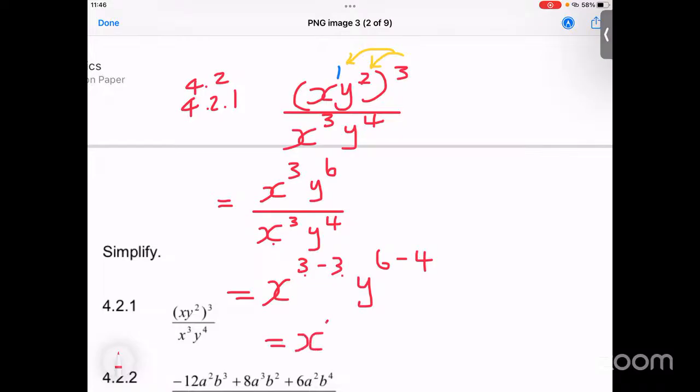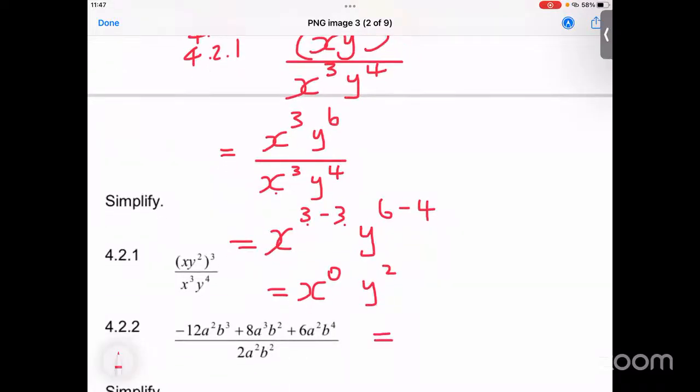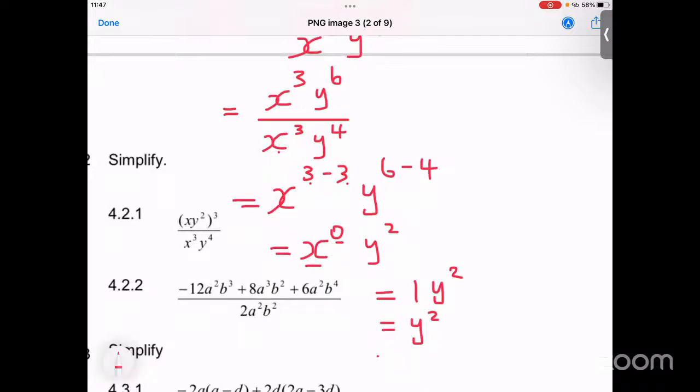So you see now you end up having x. What is 3 minus 3? Definitely that is 0. And then you are having y. What is 6 minus 4? That is 2. Remember, anything to the exponent of 0 is 1. So it's like you are having 1 y squared, and that 1 will be there as an invisible 1. And you end up having just y to the exponent of 2. That's how it ends, honorable member. That's how you work it out.